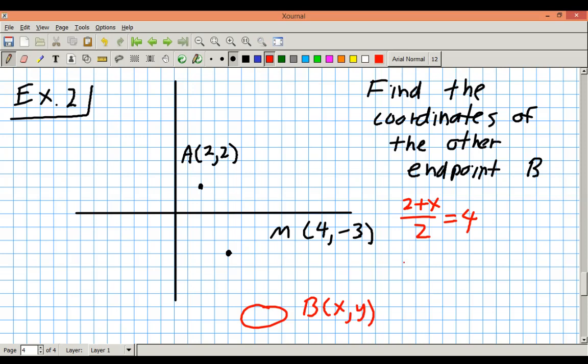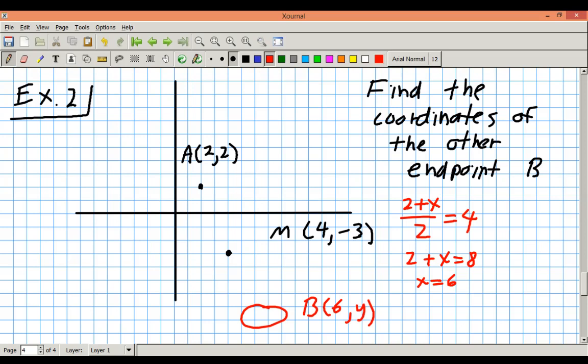So we'll just solve that. 2 plus x is equal to 8, so x is equal to 6. So we know that the x coordinate of point B is 6. We can actually write that in there, and we'll graph it after we calculate the y coordinate. We know that's 6 right there. We just calculated it.